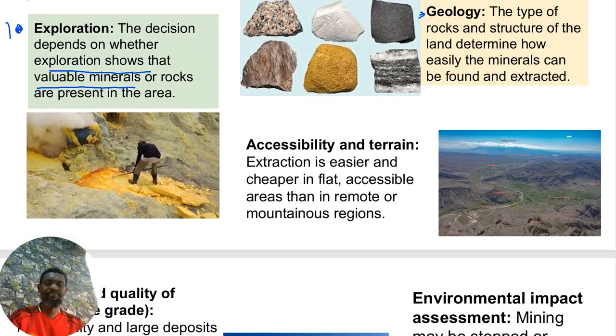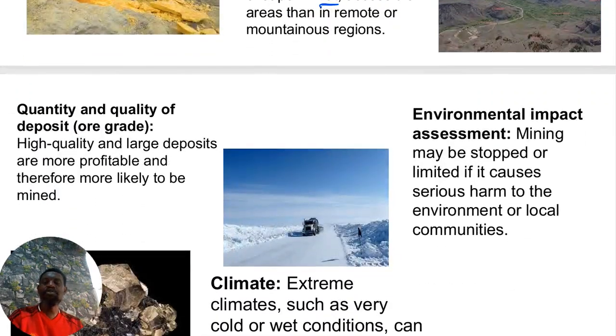Then next is availability, accessibility and terrain. Extraction is easier and cheaper on flat land because it's easily accessible with your diggers, with your trucks, even your workers. It's more easily accessible than a mountainous region. Now you should also look at the quantity and quality of the deposit. So you look at the ore.